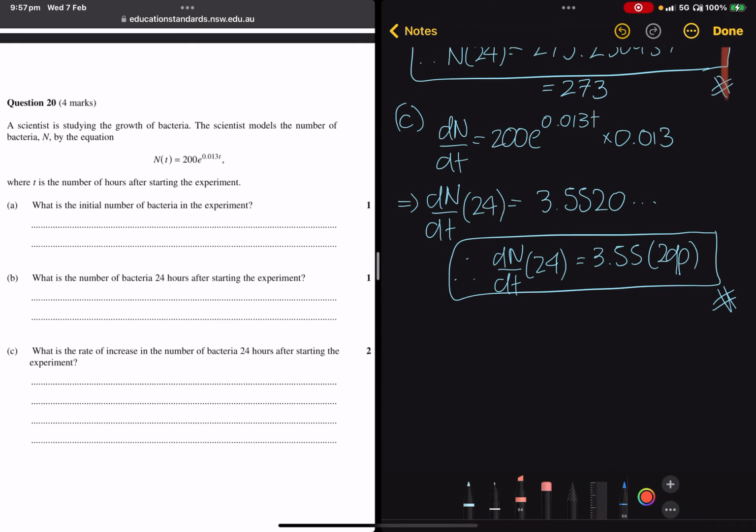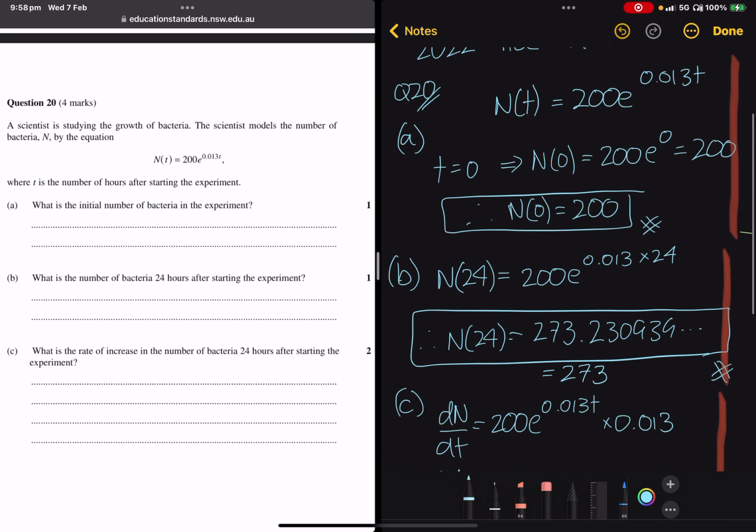And then part C, you'll get a mark for finding or attempting to find the derivative. And then you will also get a mark for finding the rate. Now we've just left this rate in its dn/dt form, but this could also be written as the rate of increase, or the rate of change of the original function, and you could say this is 3.55. This is in terms of bacteria per hour, because this was how the equation was set up. So this is how we do this question, and this is an approximate marking guideline.